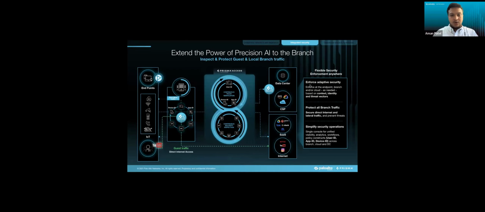So basically you can enforce adaptive security. You have advanced threat prevention, you have URL filtering, you have DNS security on the box as well. So you can protect all of the branch traffic, right? Be it going directly towards the internet from the box. So you have all security services running on the box. You can protect and inspect all of these traffics as well, right?